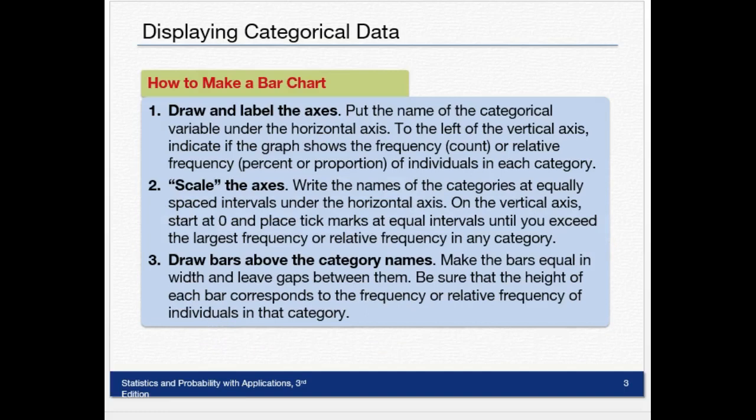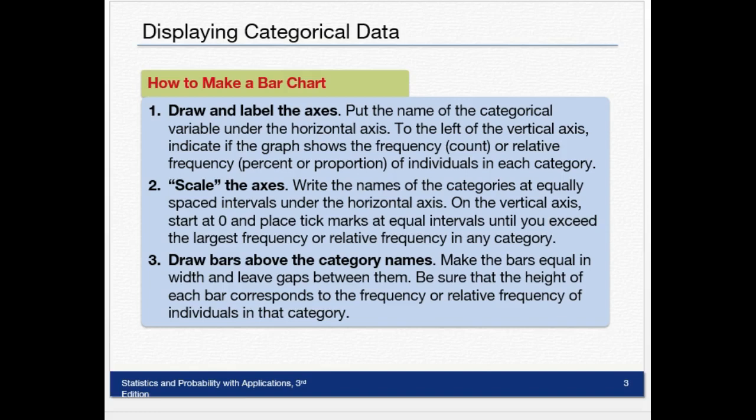How to make a bar chart. All right, first thing you have to do is draw and label the axes. Put the name of the categorical variable under the horizontal axis. To the left of the vertical axis, indicate if the graph shows frequency or relative frequency. Use the word percent or proportion of the individuals in each category. If you do not label the axes, you will lose points, so make sure you label the axes.